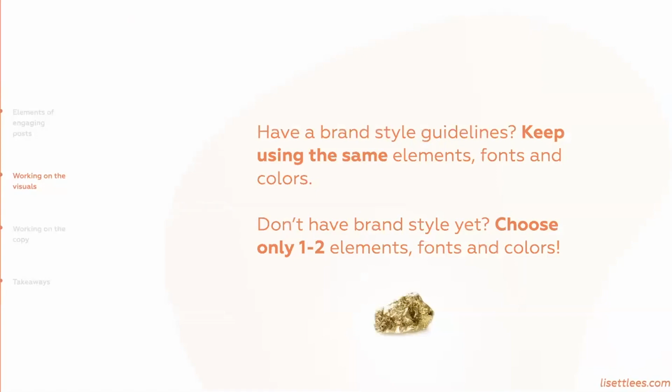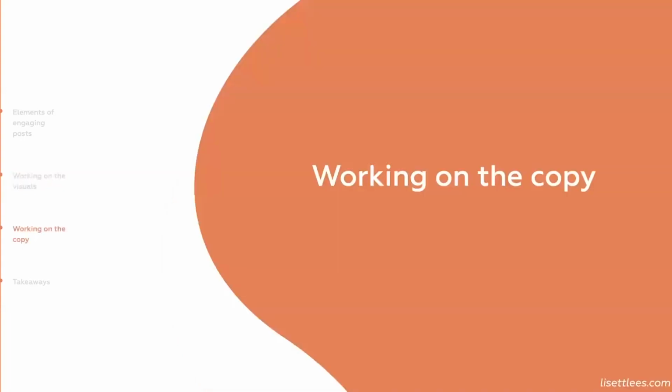And here's my first tip for you today, is that if you already have brand style guidelines, like a CVI, then keep using the same elements, fonts and colors you already use throughout your listing, because that helps to increase your brand awareness. But if you don't have a brand style yet, then choose only 1 to 2 elements, fonts, and colors, because less is more, and you want to keep everything within the same style and to be consistent.